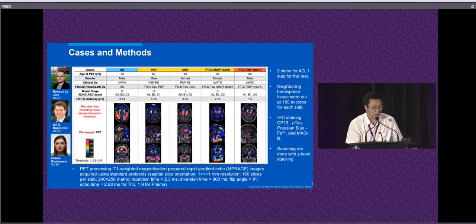There are brain slabs, what we call slabs, and the hemisphere is sectioned at the coronal plane. There will be 2 slabs for AD and 1 slab for the rest of the cases. And these slabs are then further sectioned at 160 micron thickness in a serial continuous fashion. These neighboring slides are then stained with immunohistochemistry for CP13, staining phosphorylated tau. We have the Prussian blue for the iron staining, and lastly, we have MAOB staining as well. And scanning is done with Z-level stacking with multiple focus.